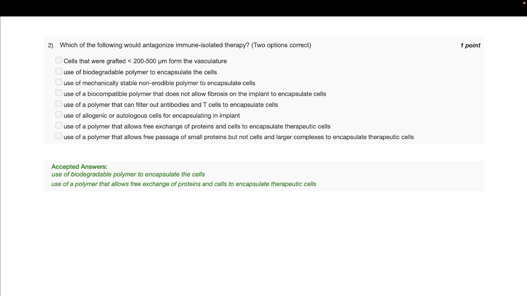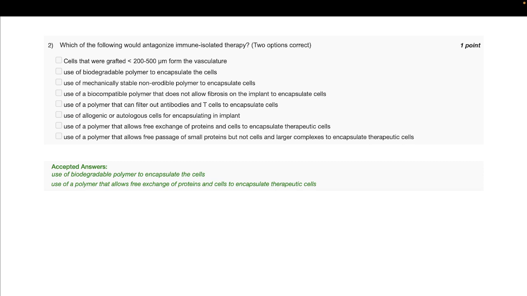cells. This is what we don't want, because if we use a polymer that is allowing free exchange of proteins and cells, then the patient's immune cells and the cytokines will enter into this encapsulation and they can lead to an immune response. Last option is use of a polymer that allows free passage of small proteins but not cells in large complexes to encapsulate therapeutic cells. So this is again what we want. We want the polymer to be designed in such a way that it can allow free passage of small proteins. These small proteins are nothing but the nutrients which will be required by the cells to function, and your therapeutic protein, which we need to come out of that encapsulation and into the patient's body.